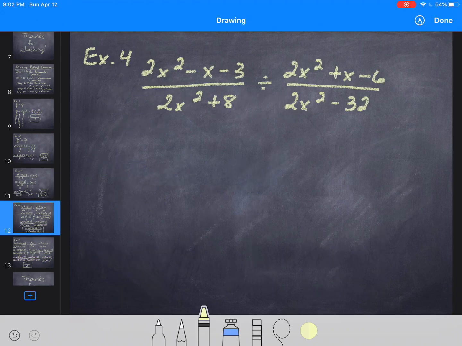Let's take a look at example 4. For example 4, we have a problem, and it looks a little complicated, but we're going to perform the same steps that we were doing before. We are going to factor our numerators and factor our denominators.